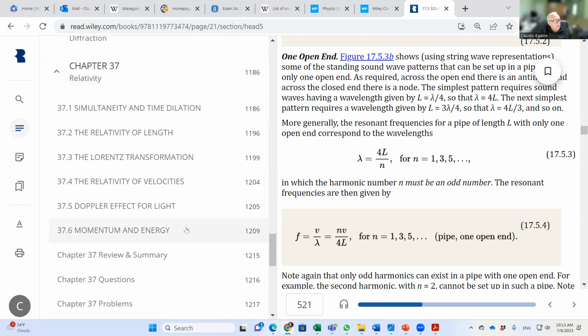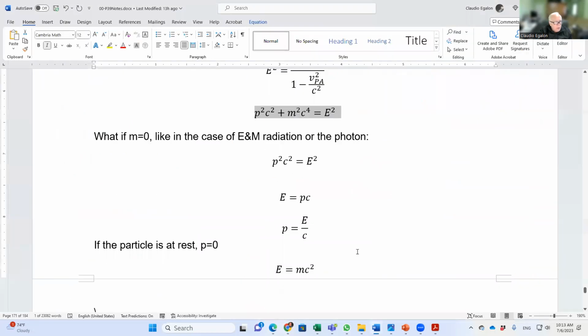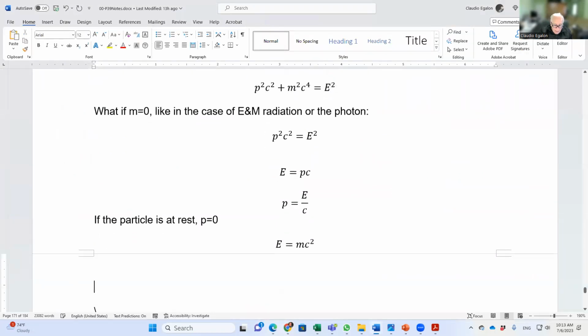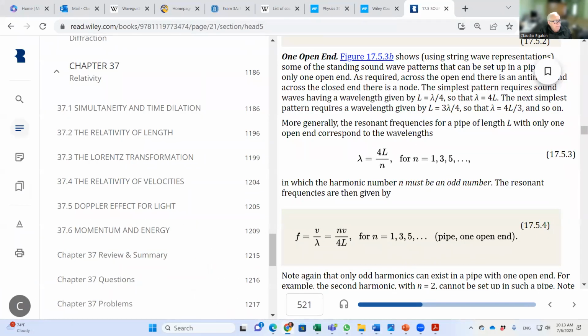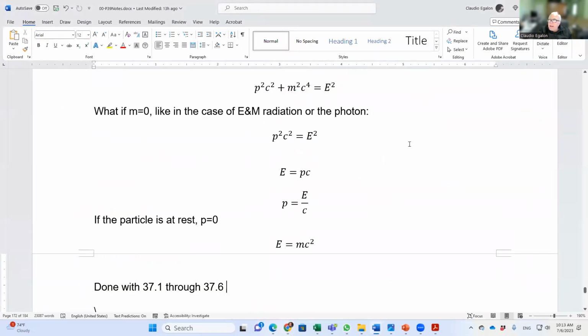Sections 37.1 all the way down to 37.6, done. Let's see what the cumulative material is, and that's for the final exam.